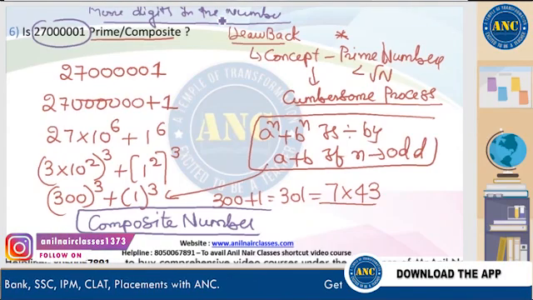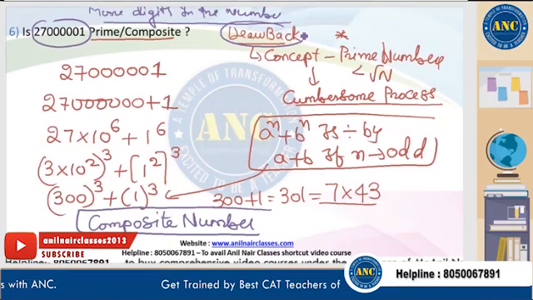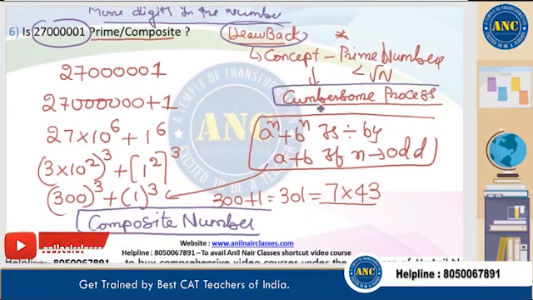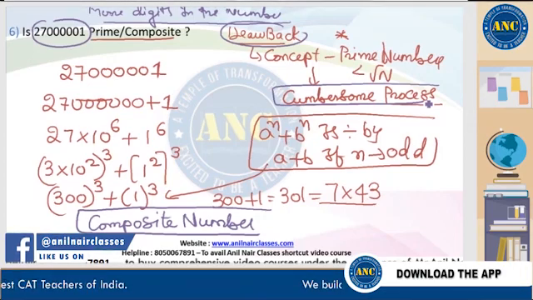Seventh question. Idea is clear, right? This question is to explain the drawback of this concept. The time taken will be huge if there are more digits in the number.